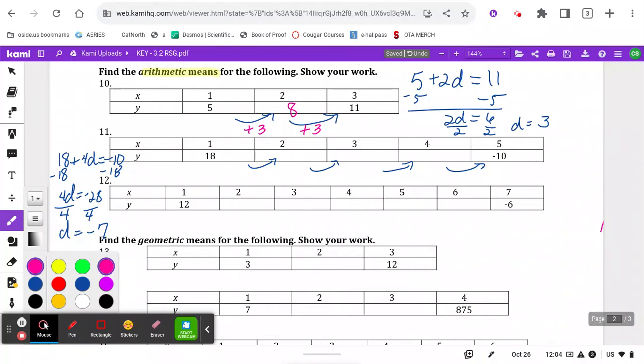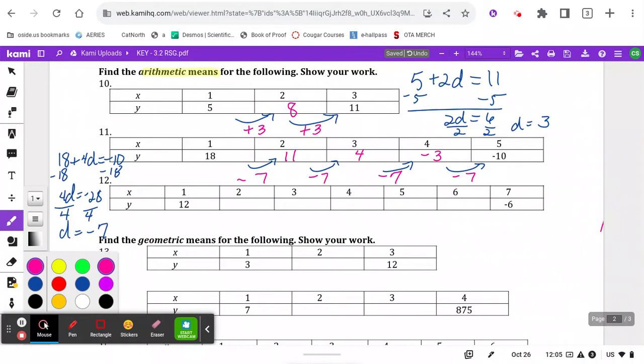So that makes sense. So here I go minusing 7. What's 18 minus 7? What's 11 minus 7? What's 4 minus 7? And what's negative 3 minus 7? And that does land on negative 10. Feel free to use a calculator to double check that if you're not sure.